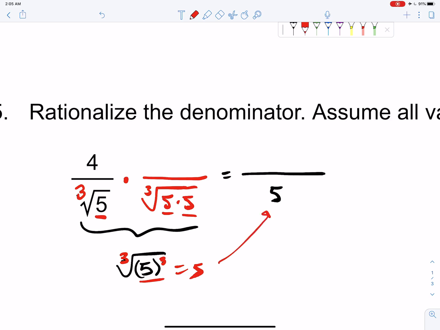Okay, what happens in the numerator? Well, we need to multiply the numerator by the same amount. The cube root of 5 times 5 is 25. And so now 4 times the cube root of 25 is just 4 cube root of 25.